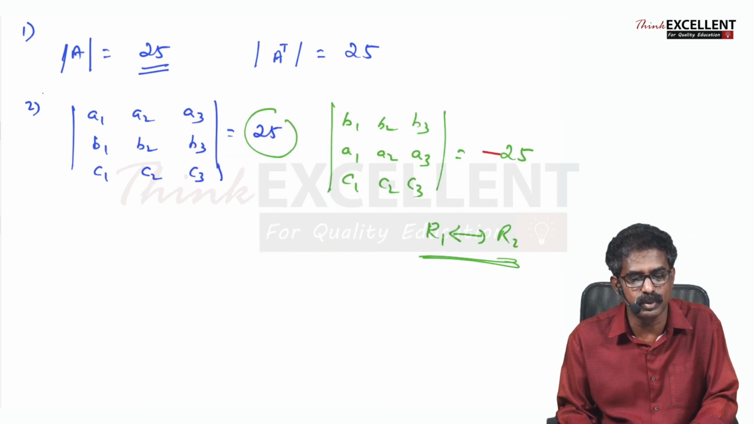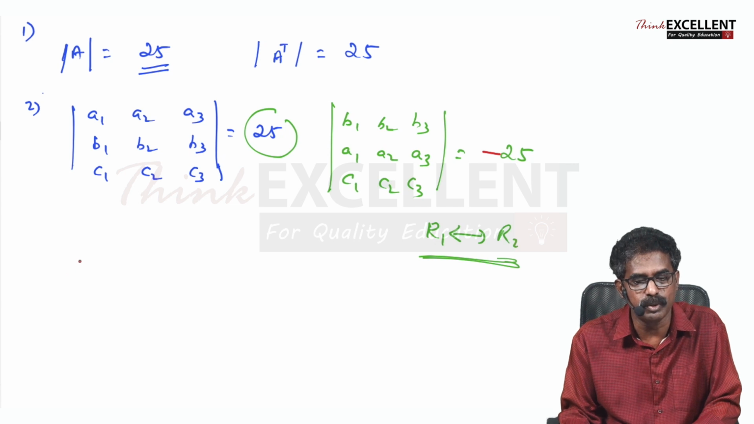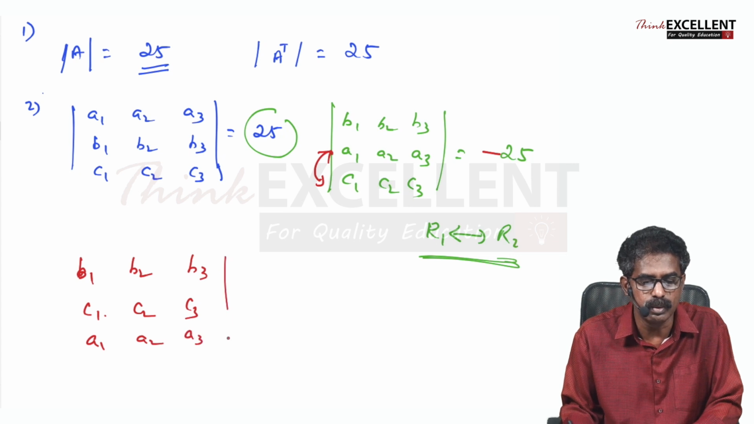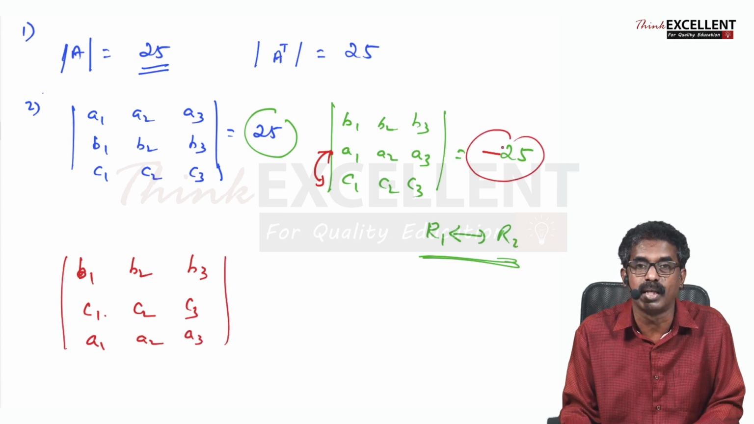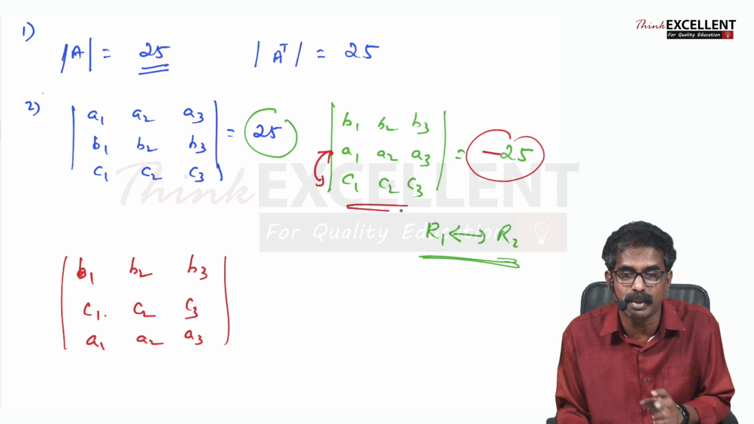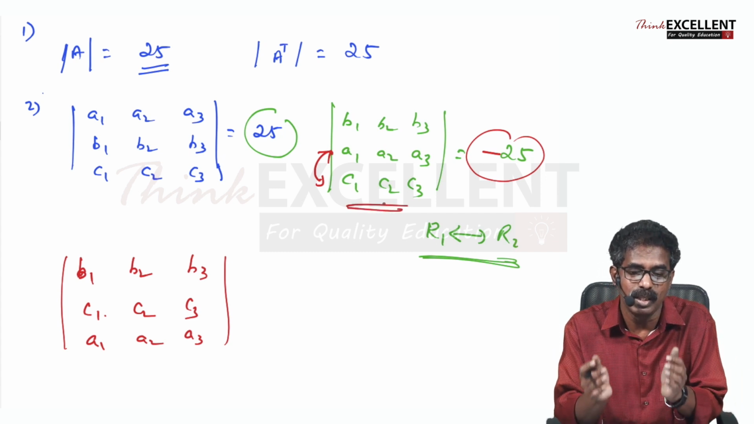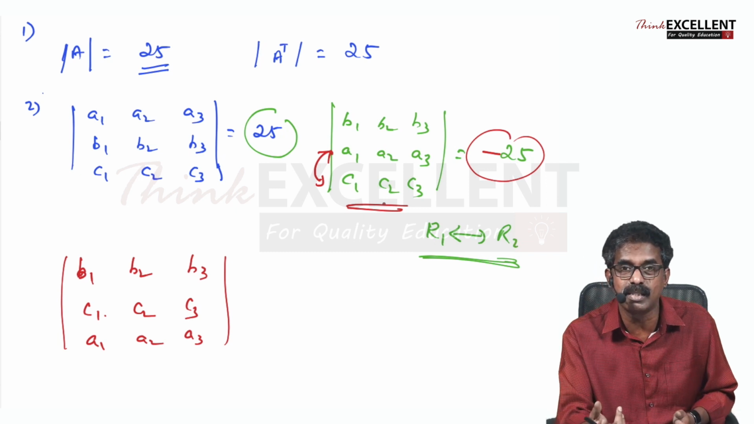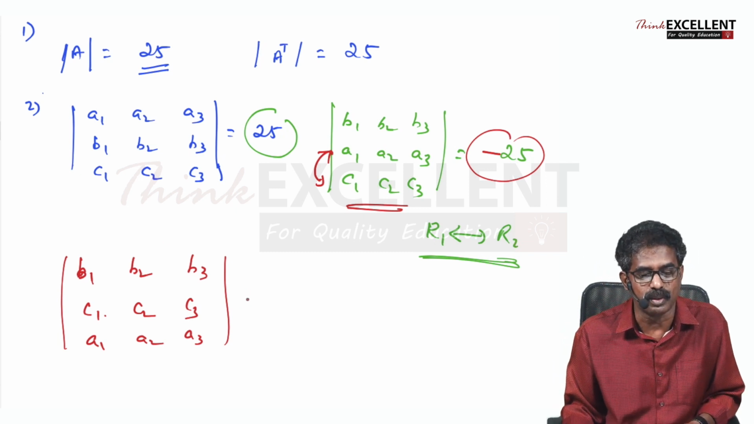See, for example, suppose you change one more time. Now I am interchanging these two. So B1, B2, B3 as it is, then C1, C2, C3, A1, A2, A3. Now for this you change the sign. Here it is minus 25. That determinant I am changing again, two rows interchanging. The same value, but the sign changes. There it is minus 25, and now it becomes plus 25, right?